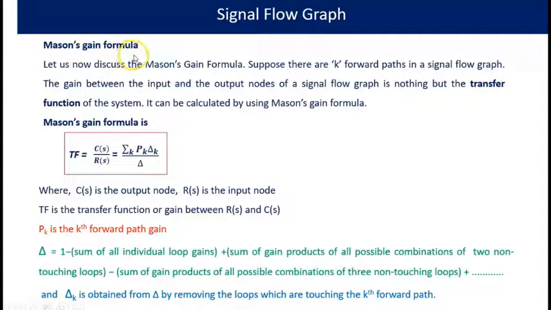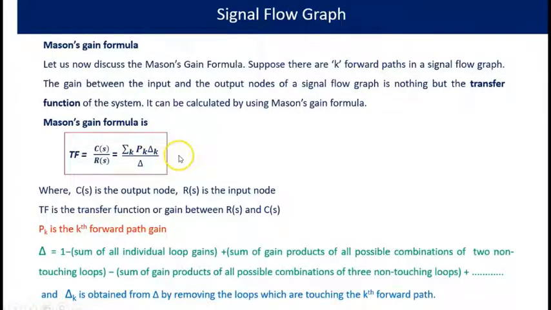Mason's gain formula, in order to find the overall transfer function, is equal to the sum over k of Pk delta k by delta. C(s) is the output, R(s) is the input node. The transfer function, also known as gain, is given by this expression, Pk delta k by delta. K is the number of forward paths.